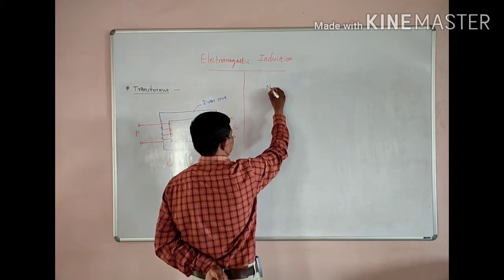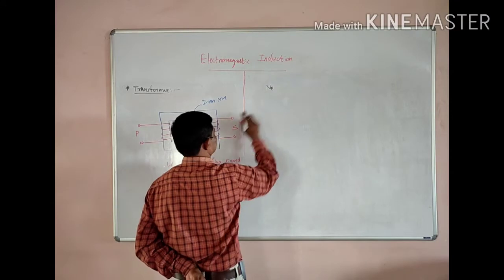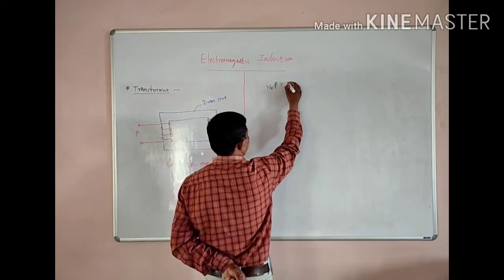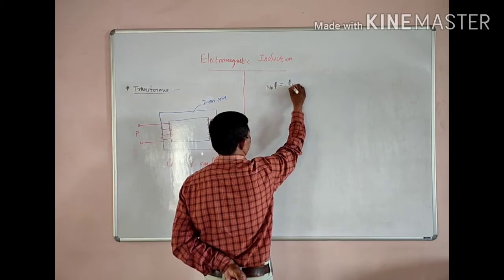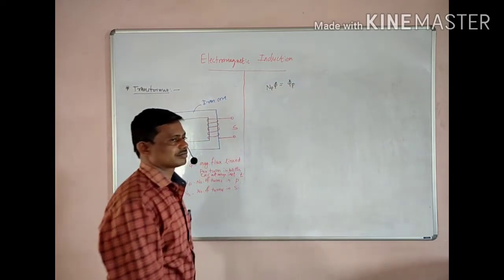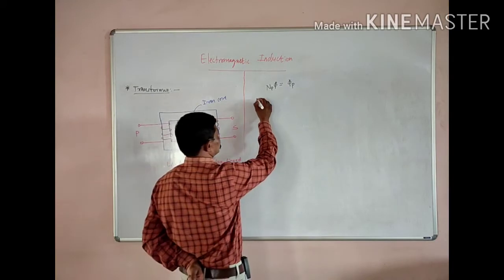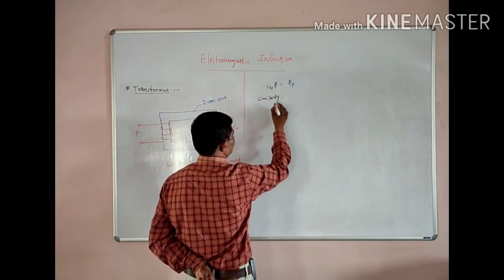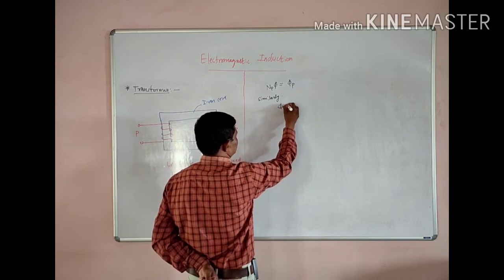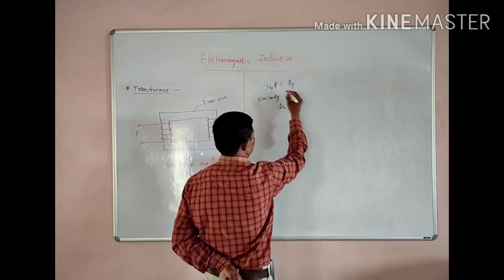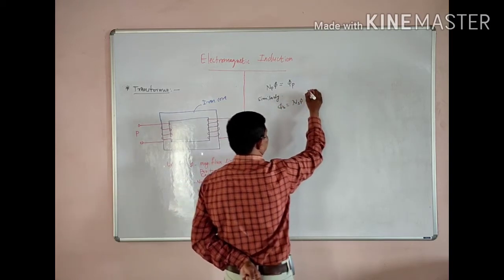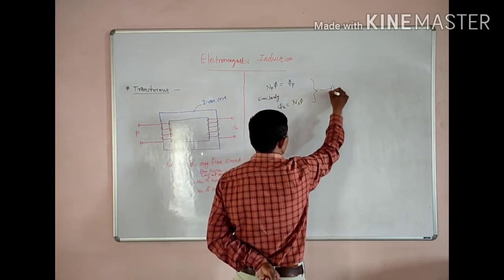Hence, the magnetic flux linked with the primary coil is Np into the magnetic flux per turn phi. Similarly, the magnetic flux linked with the secondary coil, phi S, is equal to Ns into phi. Suppose this is equation first.